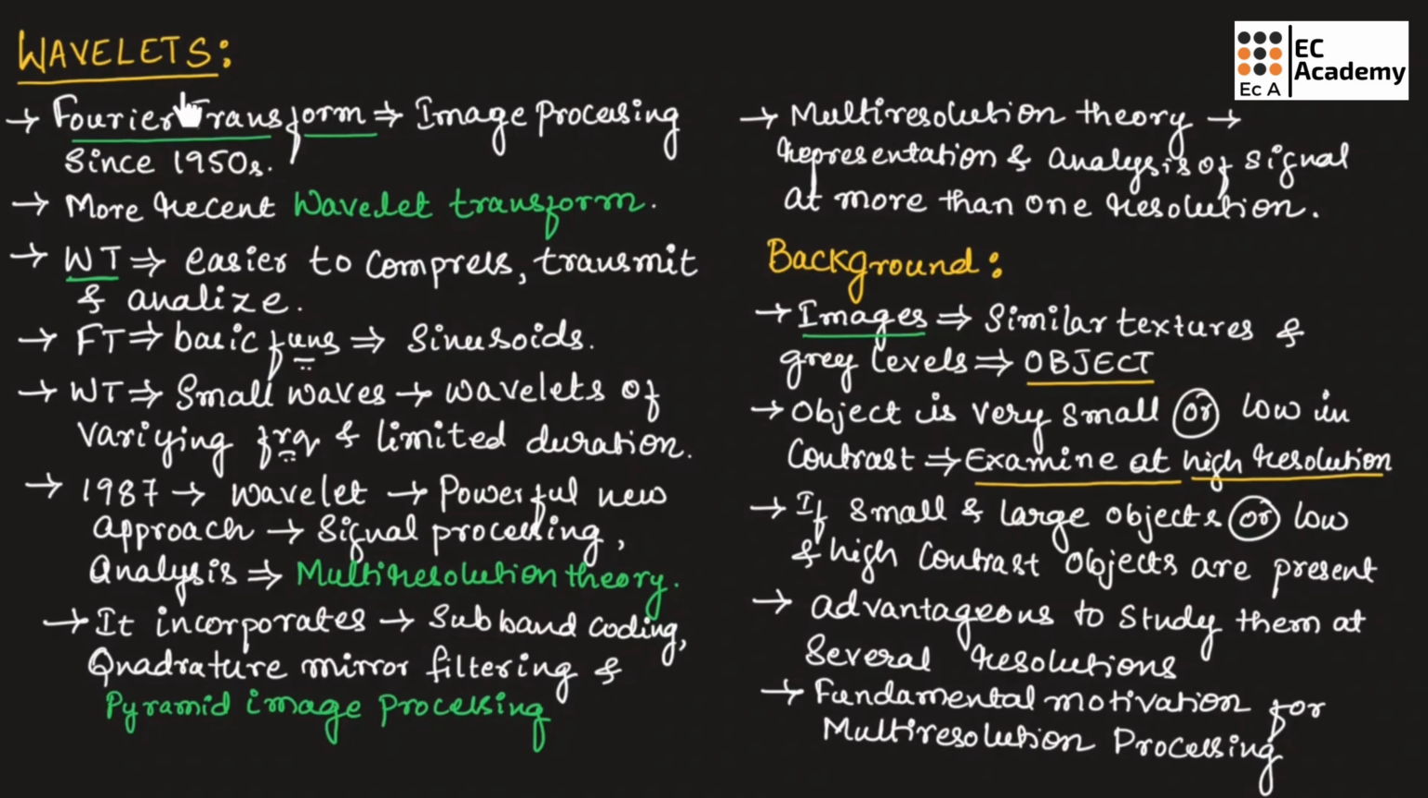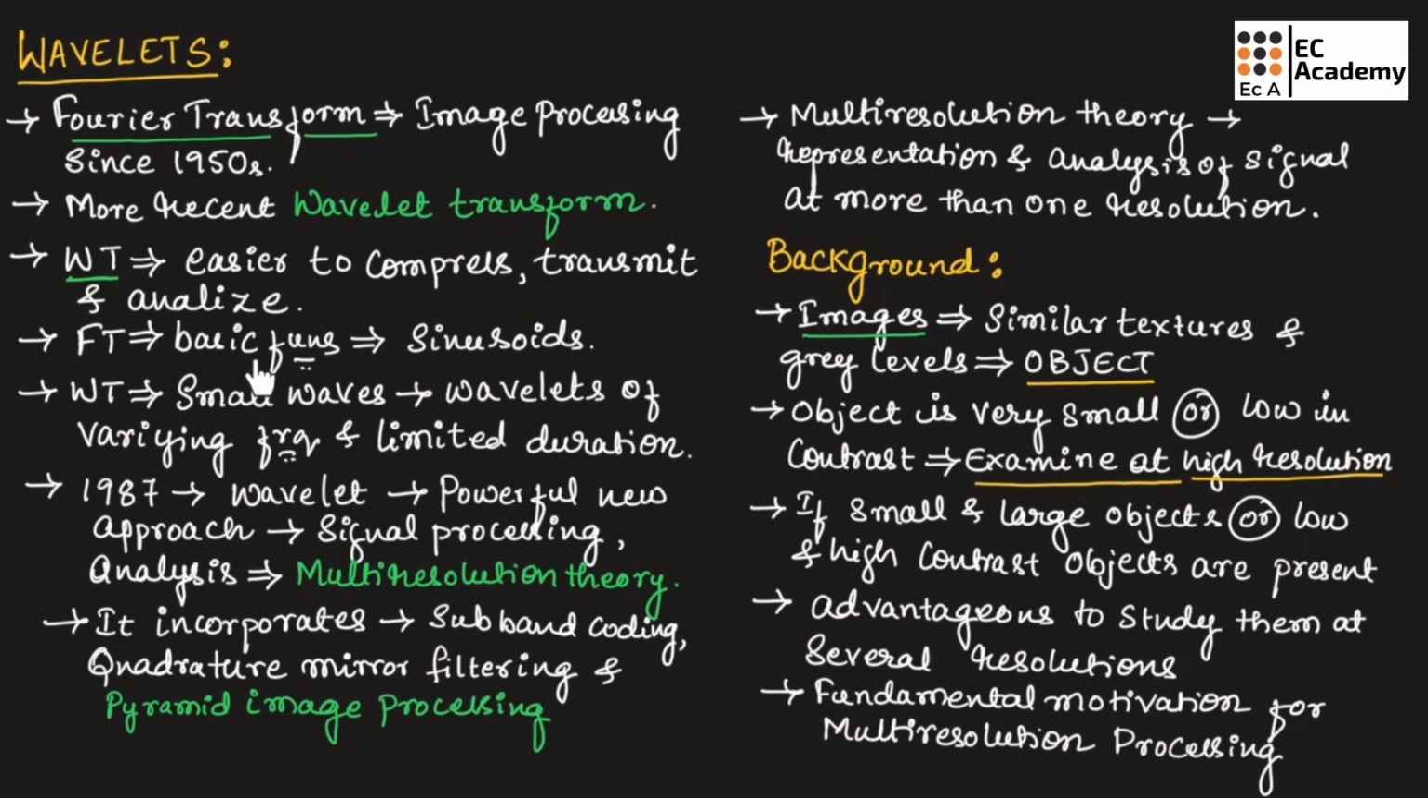In this lecture, let us understand wavelets in image processing. Fourier transform is generally used for image processing since the 1950s. More recently, wavelet transforms are used for image processing. Wavelet transform has made the images even easier to compress, transmit and analyze. So this is the advantage of wavelet transform compared to Fourier transform.